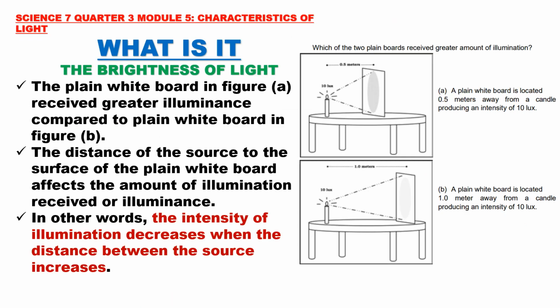The plain whiteboard in figure A received greater illuminance compared to the plain whiteboard in figure B. The distance of the source to the surface of the plain whiteboard affects the amount of illumination received or illuminance. In other words, the intensity of illumination decreases when the distance between the source increases. So habang lumalayo daw yung pagitan ng light source at yung surface ng ating object, ang intensity of illumination ay bumababa. So, mas malinaw or mas malakas ang illuminance dito sa letter A kumpara sa letter B.